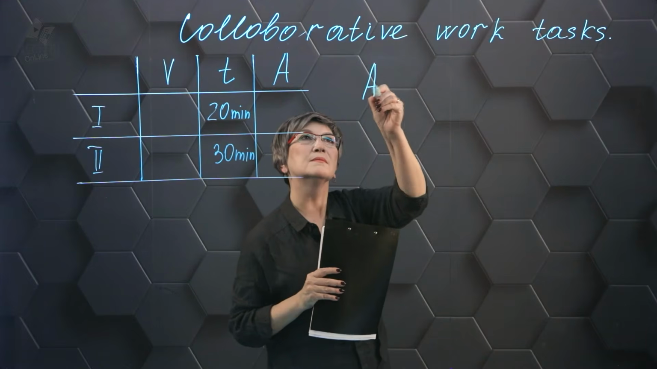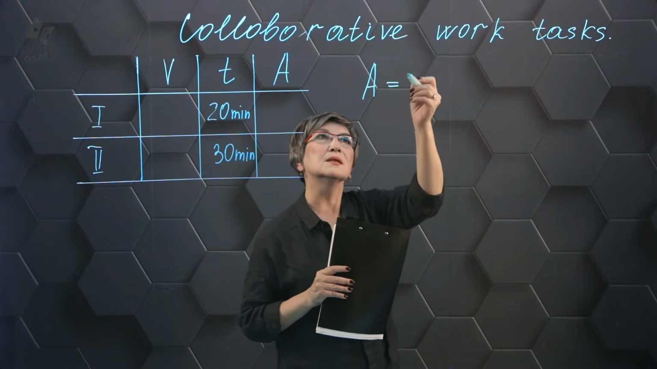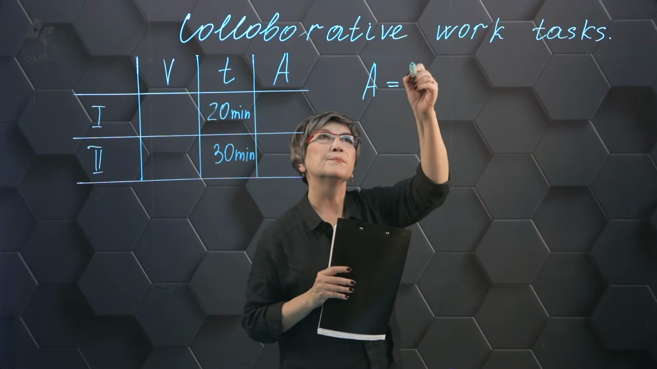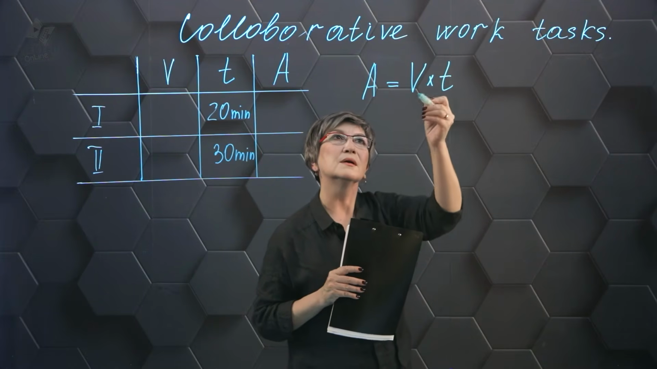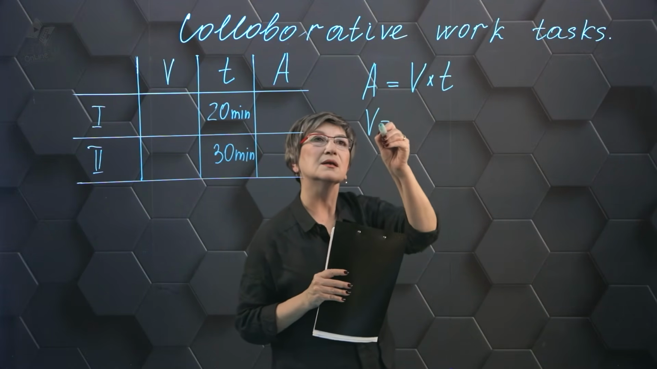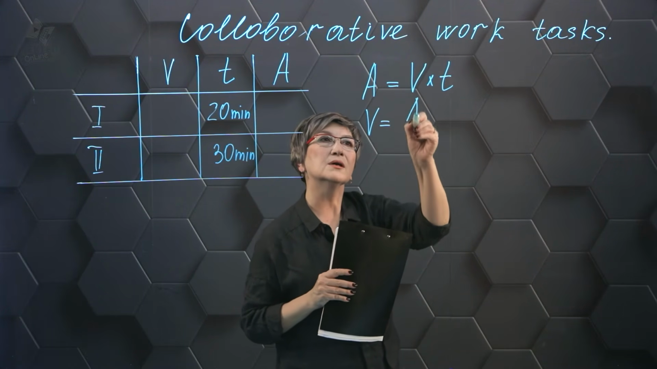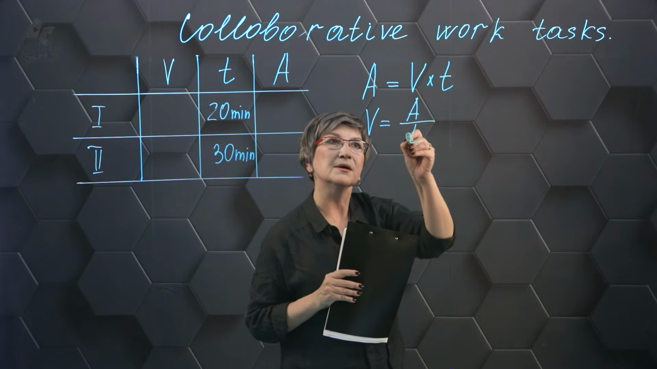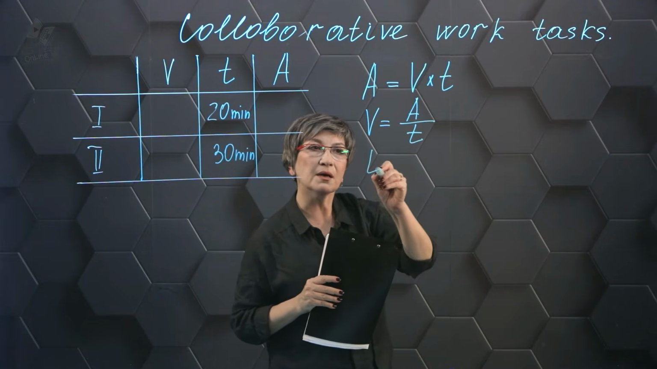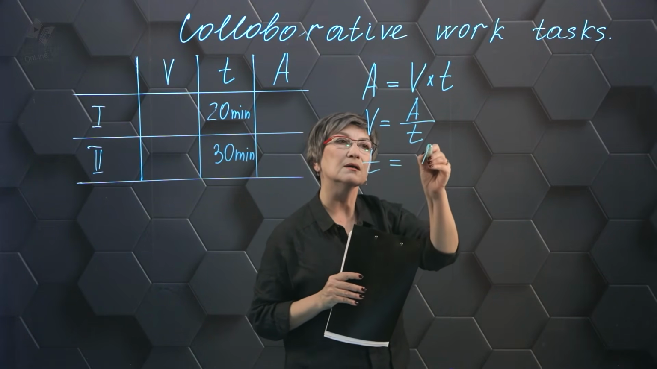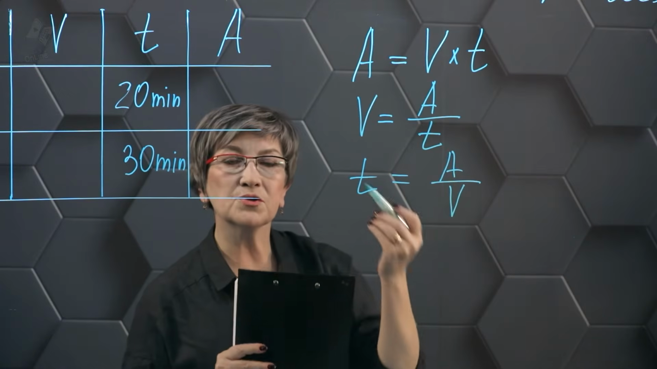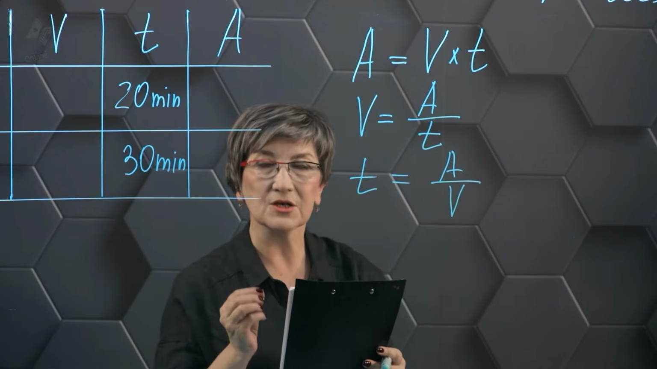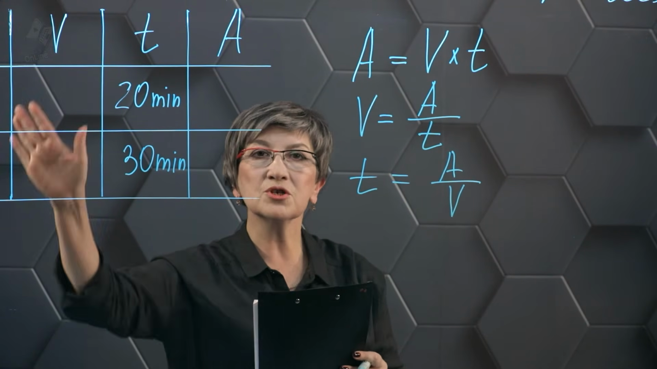Work is productivity multiplied by time. Productivity is work divided by time. And time is work divided by productivity. We will use these formulas to solve problems. But first we need to fill in our table.